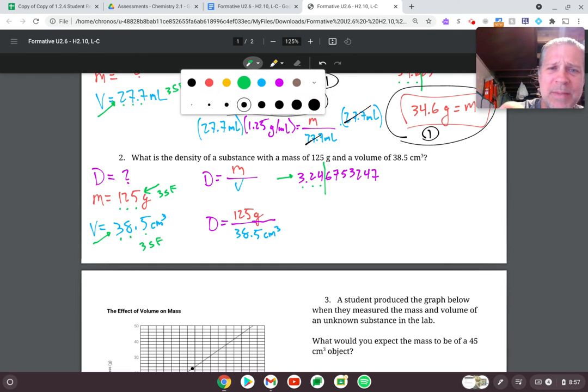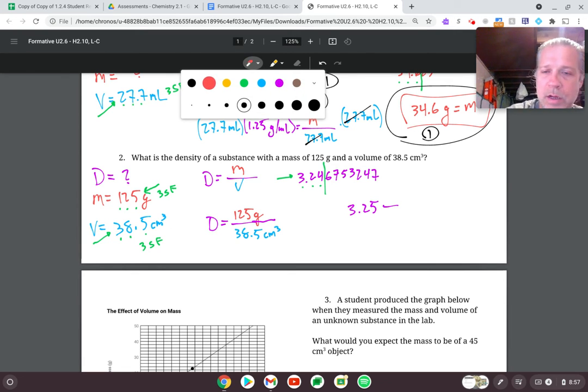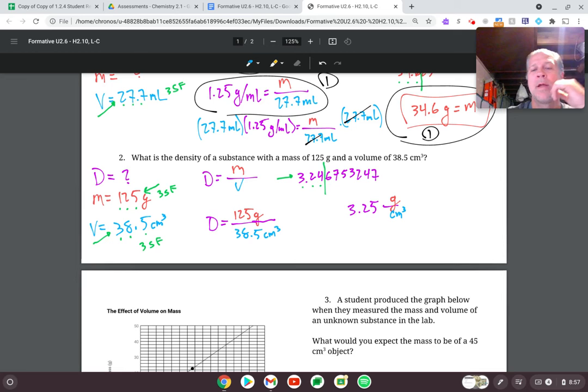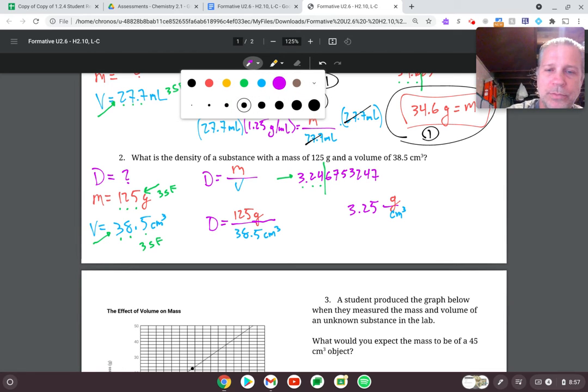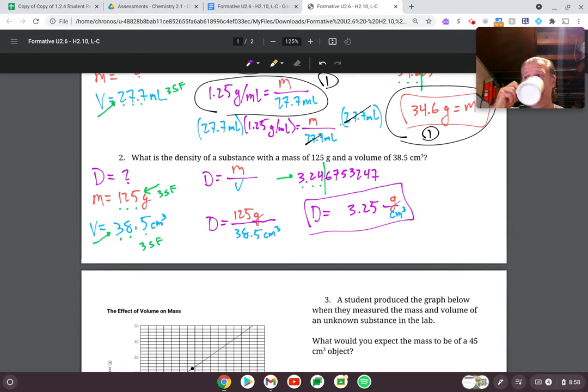So my final answer here is going to be 3.25. Now my unit is going to be grams over centimeters cubed. So this is going to be my final answer here. And again, we're going to show the formula, that's 1 point, substitute, that's the other point, and answer with the appropriate number of sig figs and correct unit, another point. So that's density.